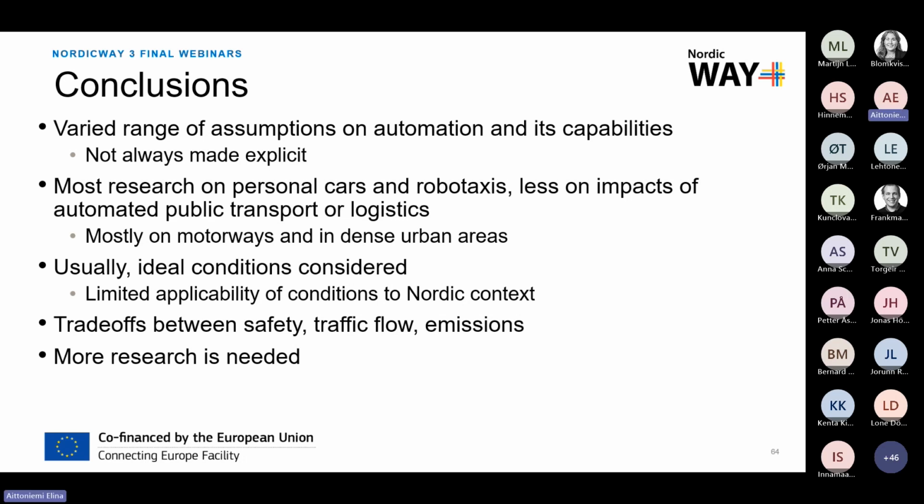There are trade-offs, for example, between safety, traffic flow, and emissions objectives, and it's challenging to improve all of these at once. There's a lot of research on these changes in amount of travel, so especially the vehicle kilometers traveled of personal cars and robotaxis, and how they change is crucial for the impacts on traffic flow, emissions, and safety.